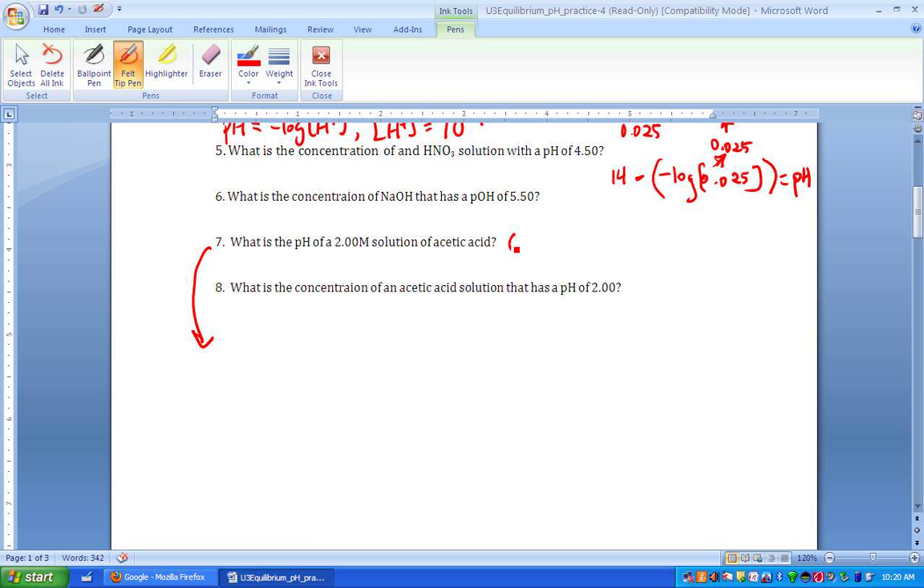I just want to go over number 7 and discuss this a little bit. I should have given you that the K value for this is 1.8 times 10 to the negative 5th. This is very similar to the lab. In the lab, you learned that acetic acid goes through an equilibrium process, so you can write this equation: CH3COOH partially ionizes through equilibrium to produce H+ and CH3COO-.